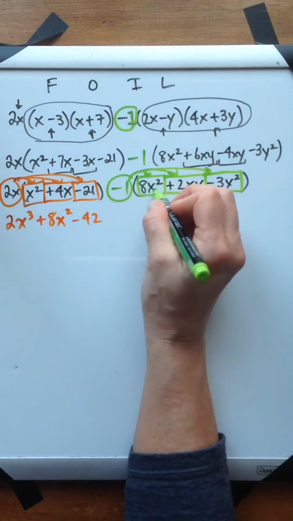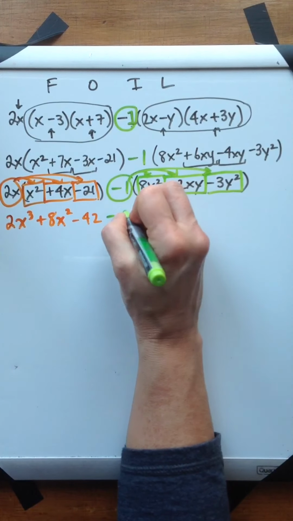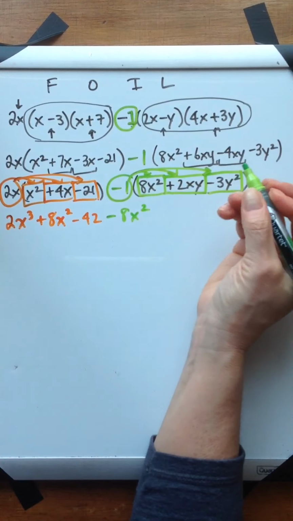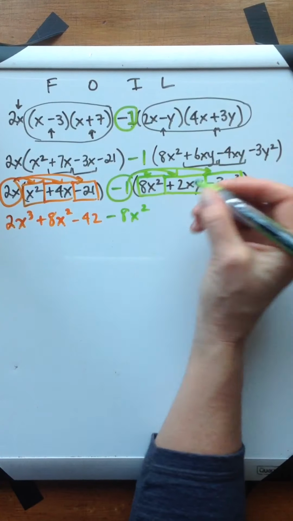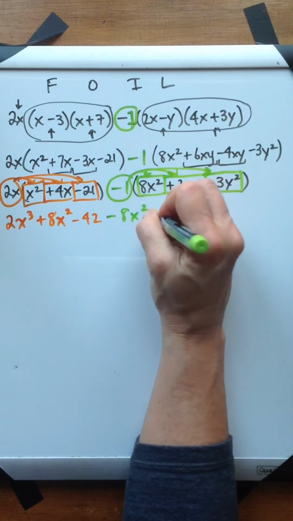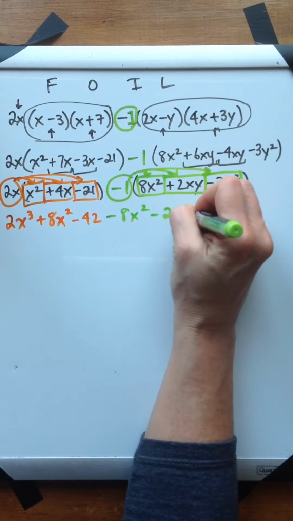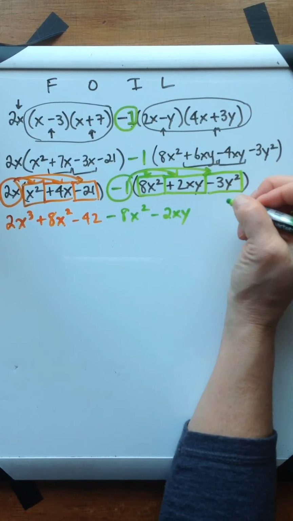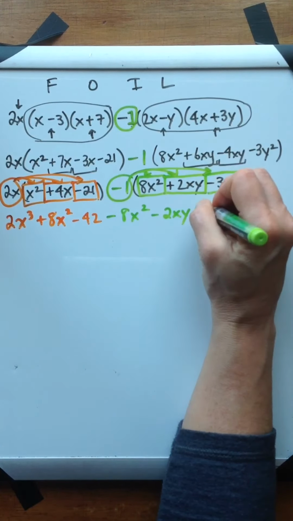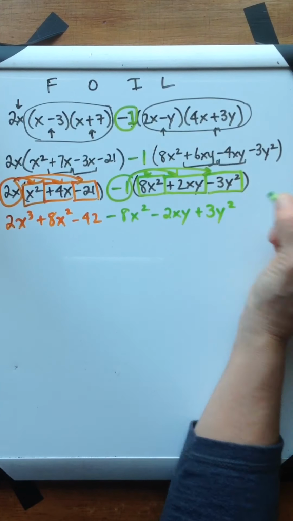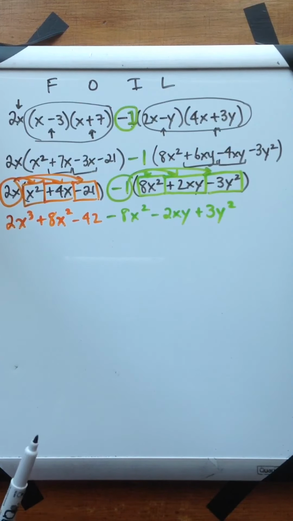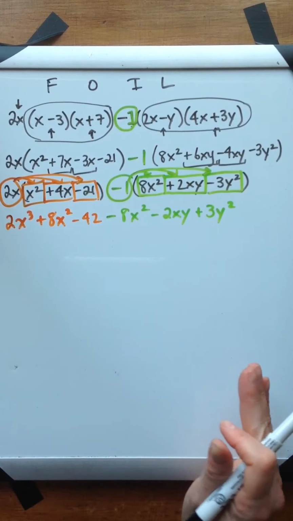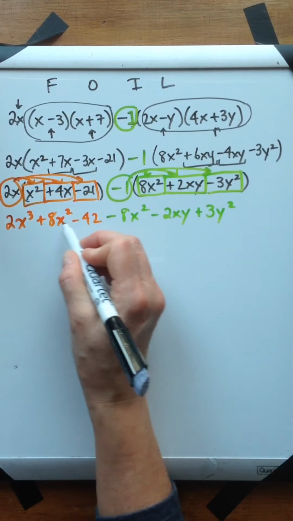Over to green. -1 times 8x squared will be -8x squared. -1 times +2xy will be -2xy. And -1 times -3y squared will become +3y squared.